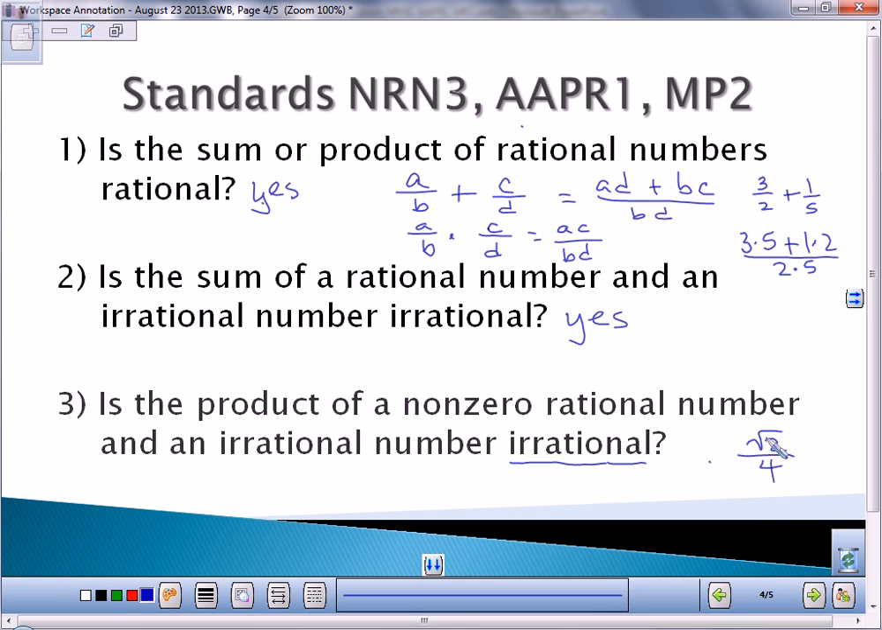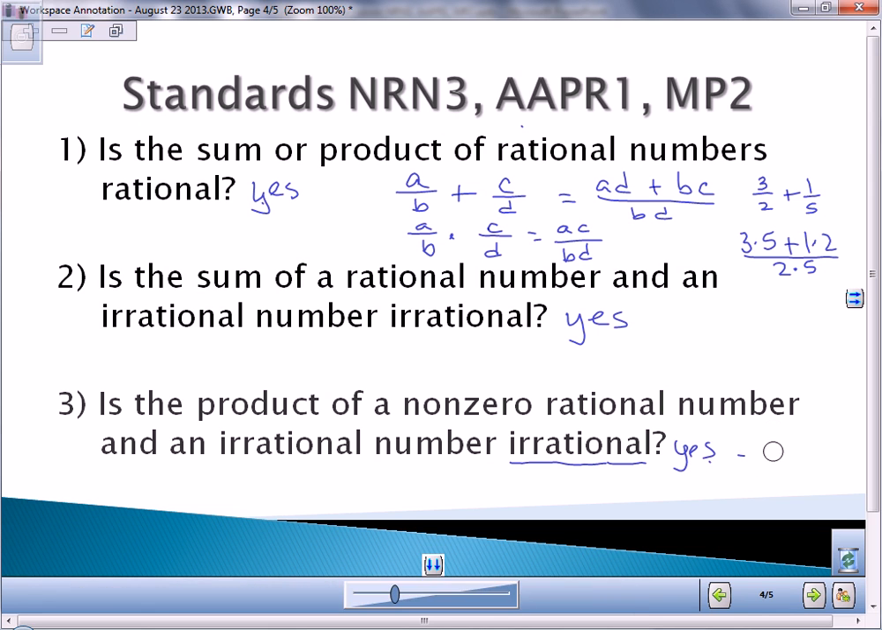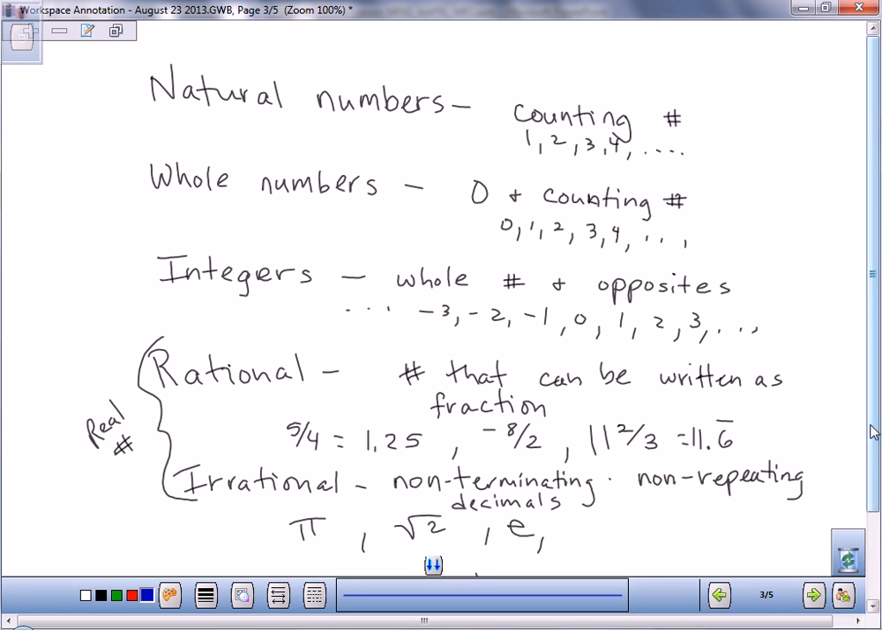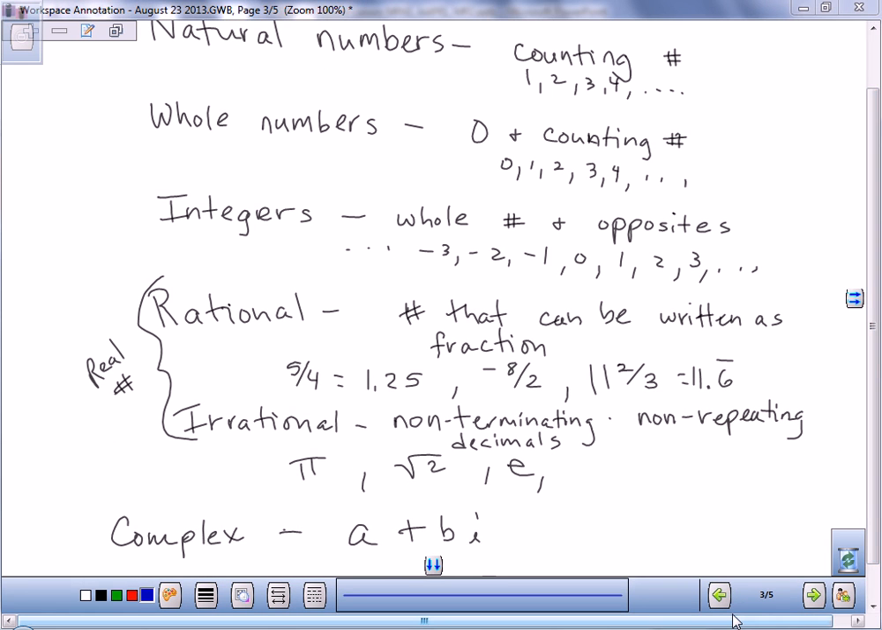Okay, so we're going to take these ideas and apply them to closure. I'm going to leave this up here because it might be helpful for some of you. The definition for how we determine closure is on here. A set is closed under an operation if and only if the operation on 2 elements of the set produces another element of the set. If an element outside the set is produced, then the operation is not closed.